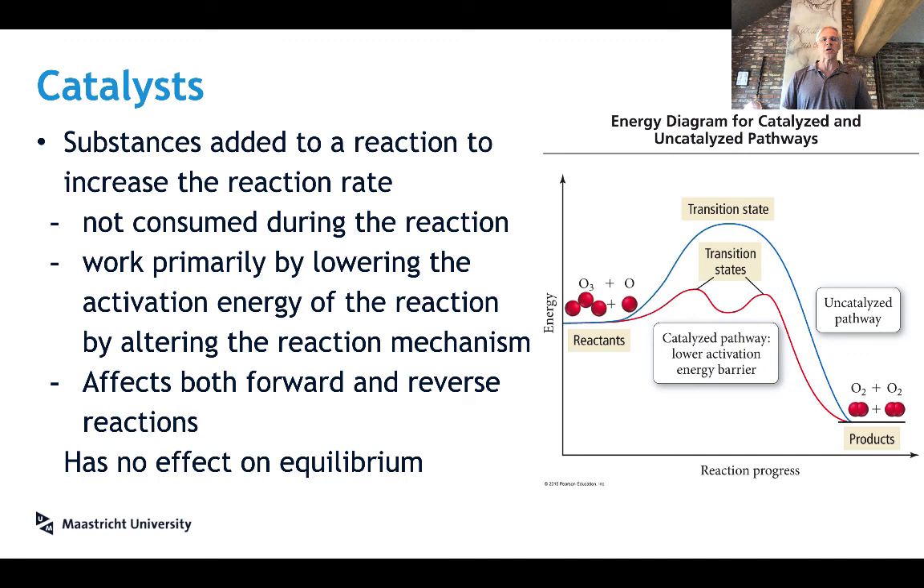They do not change the equilibrium constant, so they do not change where your equilibrium lies. What they do change is the speed of the reaction. So they don't change what products you get, they just change how fast you get them. It affects both the forward and reverse reactions because it lowers the activation energy for the reaction in both directions. That's why it has no effect on equilibrium, but it does get you to that equilibrium point quite a bit faster. Okay, that was the last part of lecture 3.